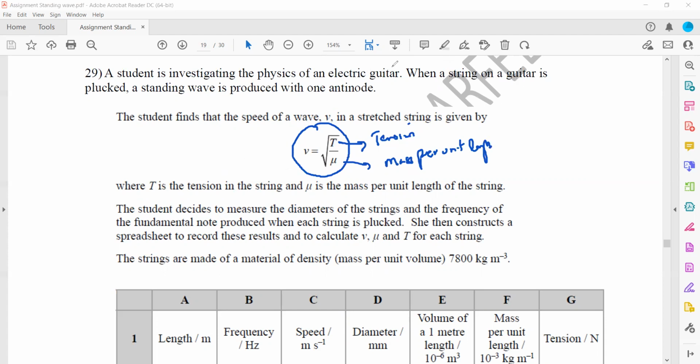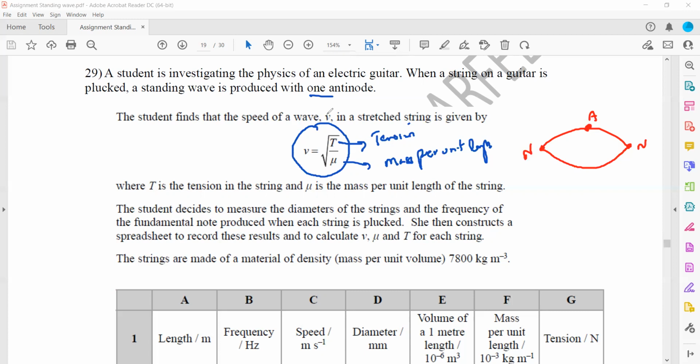When a string on a guitar is plucked, a standing wave is produced with one antinode. So what does it mean? It means it is produced in this manner. Because as I mentioned, there's only one antinode, there will be node, antinode, and node. So one antinode is there, which is at the center.